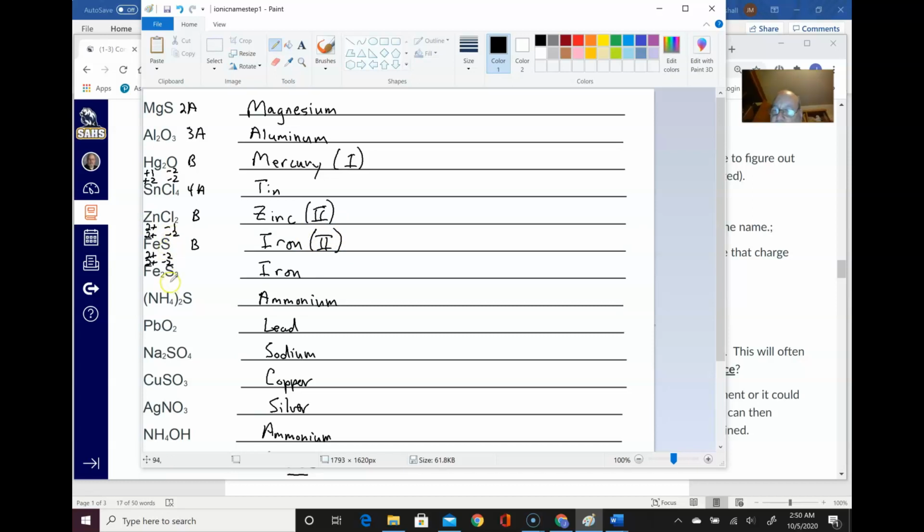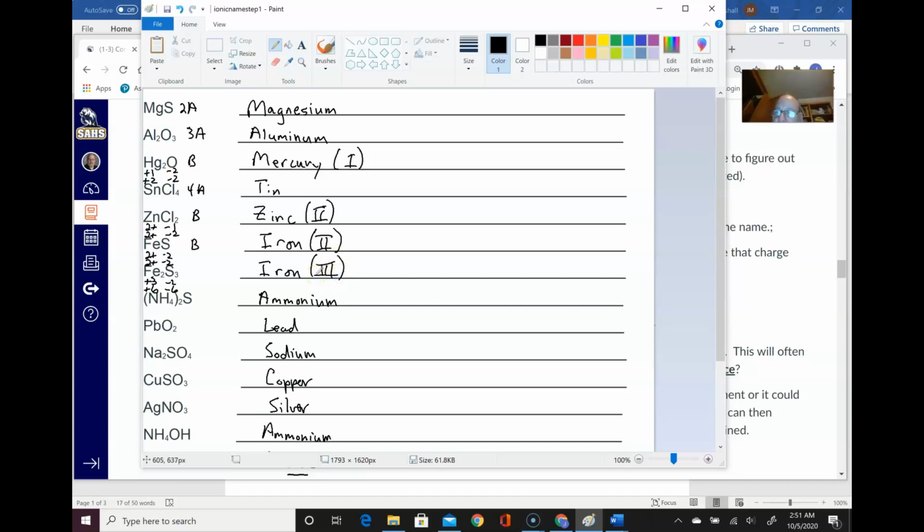Okay, this one is a little bit different. I still have a -2 charge for sulfur, but I've got 3 of them, so I have 6 total negative charges, which means I have to have 6 total positive charges. But 2 iron ions are going to be providing these +6 charges. So if 2 are going to be providing +6, one of them is going to be providing +3.